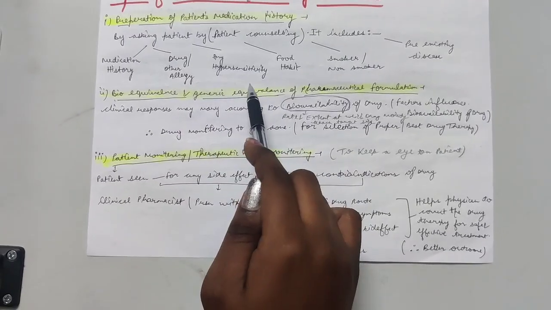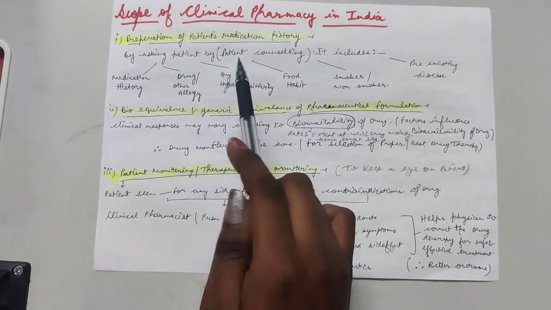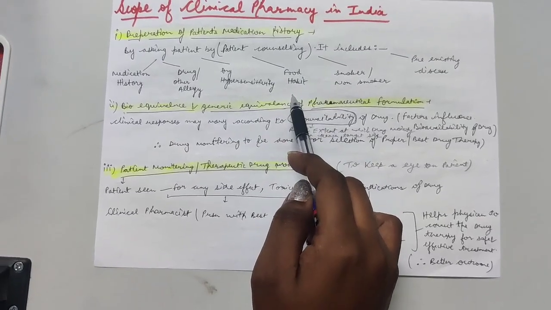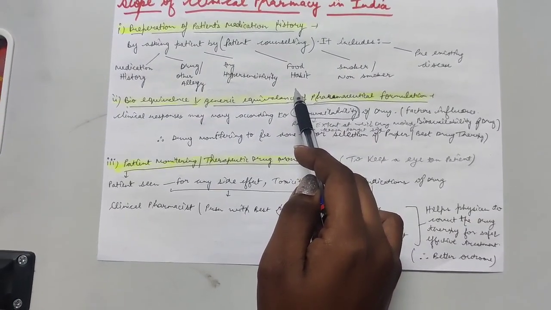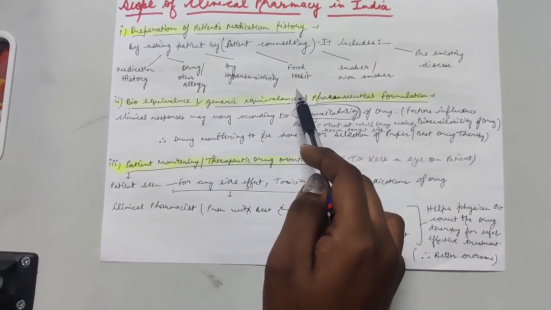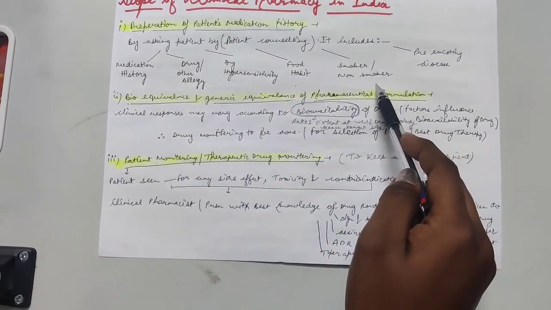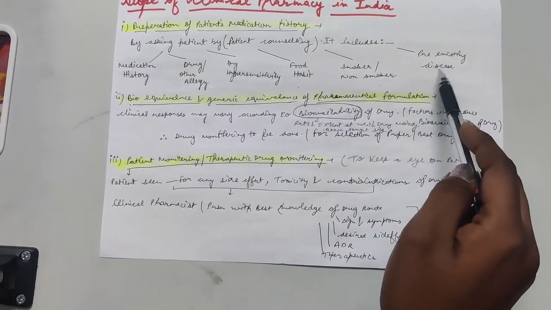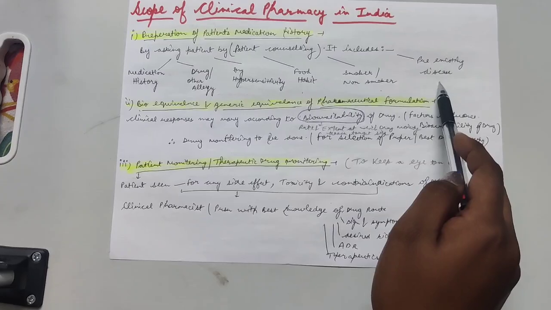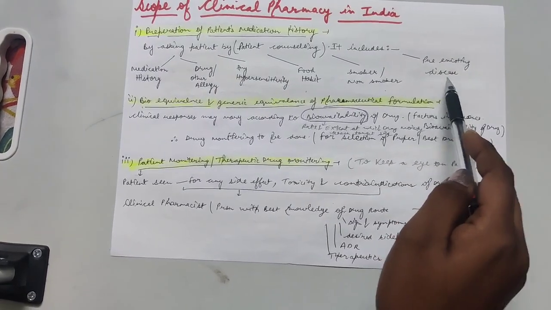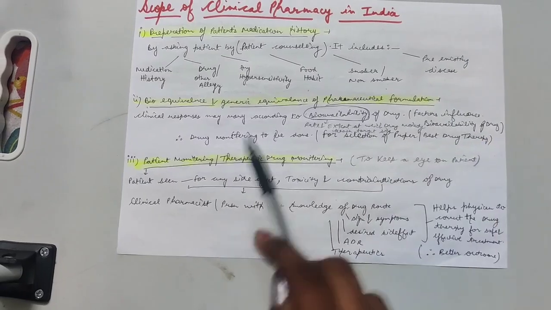Any hypersensitivity to any drug or any other agent should be noted down. Food habits: whether the patient is an alcoholic or smoker should be written, or if he consumes spicy food, etc. Smoker or non-smoker should be mentioned. Pre-existing diseases like diabetes and hypertension should be mentioned in the previous history of the patient.